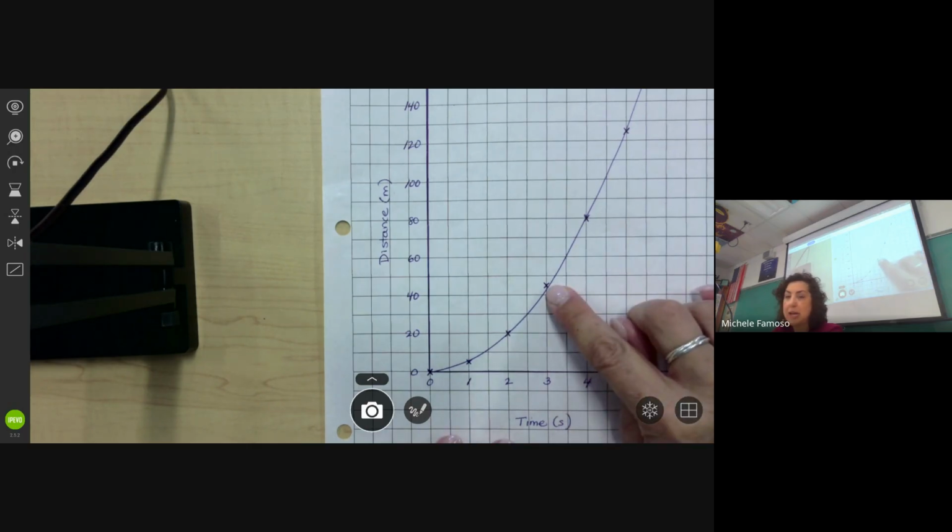Notice that this data point wasn't on my curve. And am I going to be upset about that? No, because this is a best fit curve. What that usually means is that that data point, which was collected in an experiment, has some error in it.